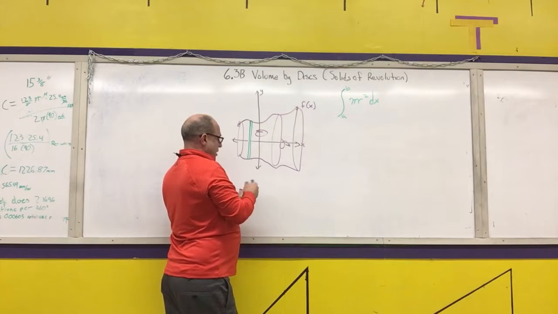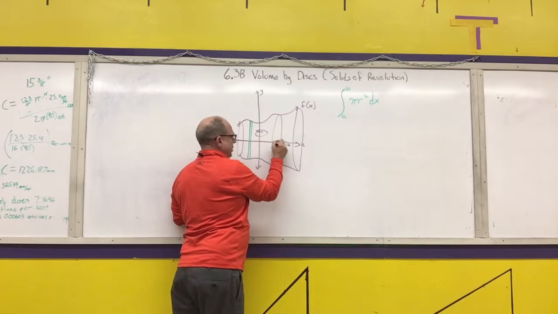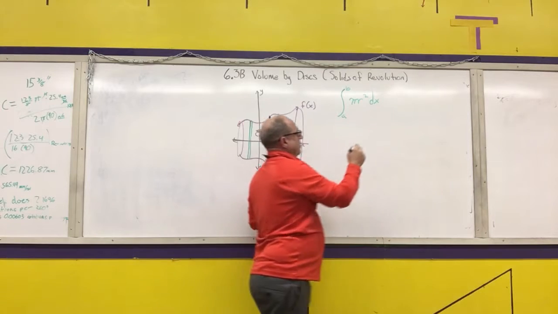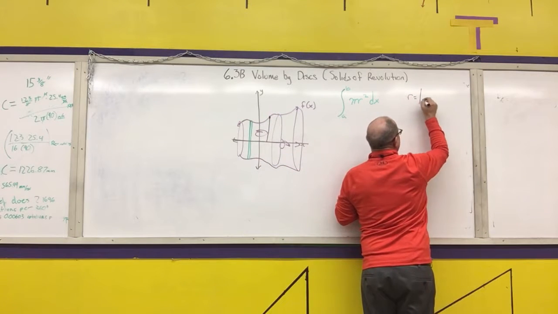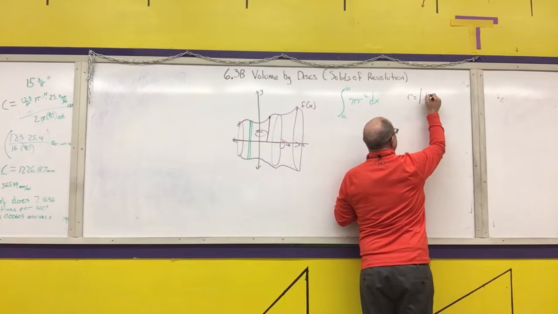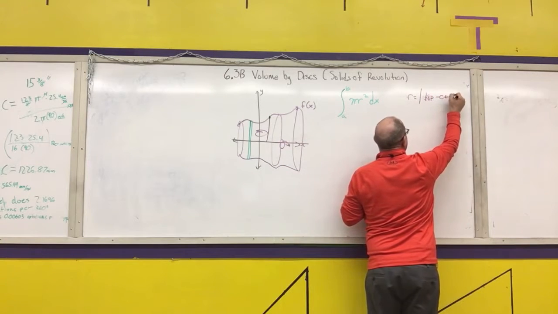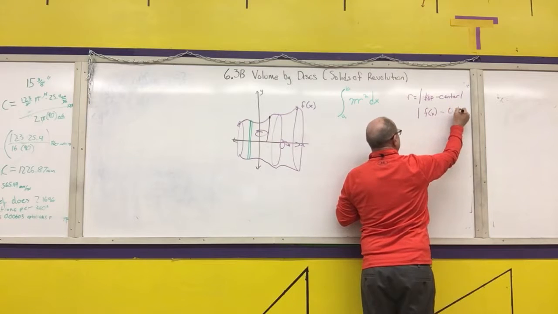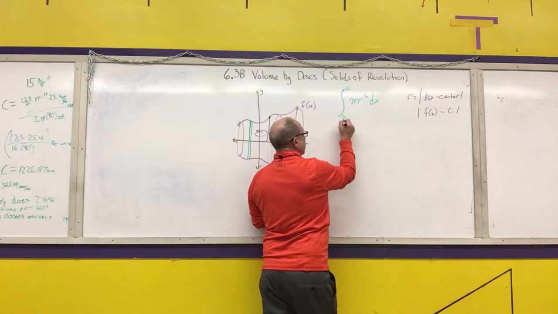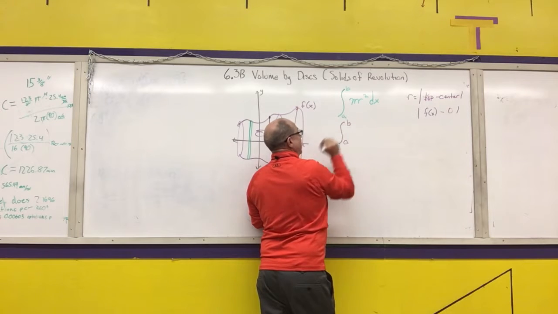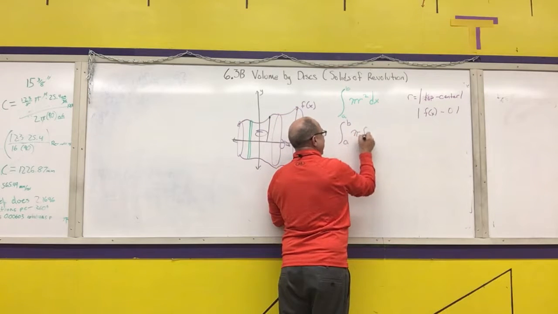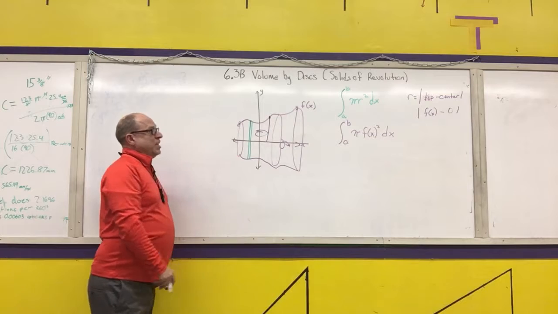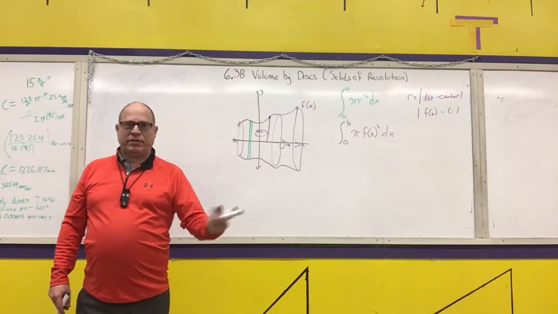Well, let's look at what r is. r is the distance from the center of rotation to the top of the curve. So r is equal to the absolute value of the top minus the center. Well, the top in our case right here is f of x. Our center is 0, so my r is f of x. So the formula I'm going to use here is pi f of x squared dx. And that will give me the volume of that solid of revolution.